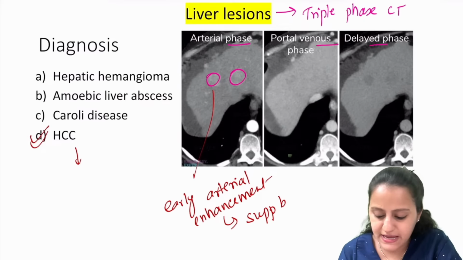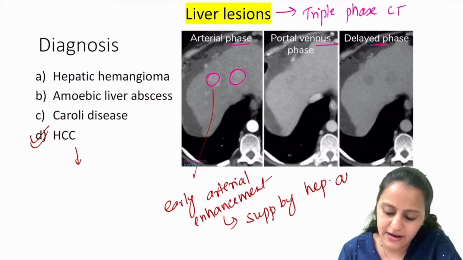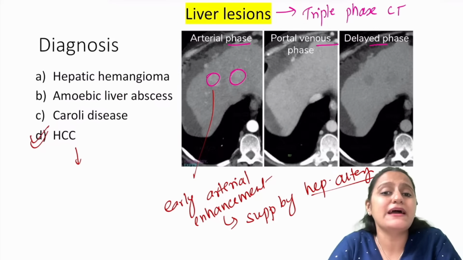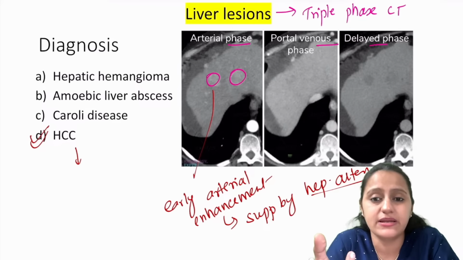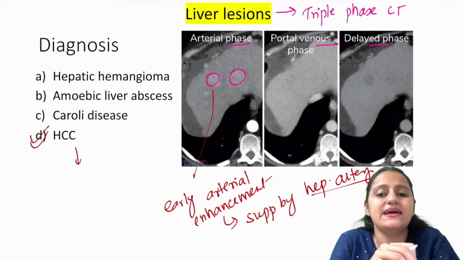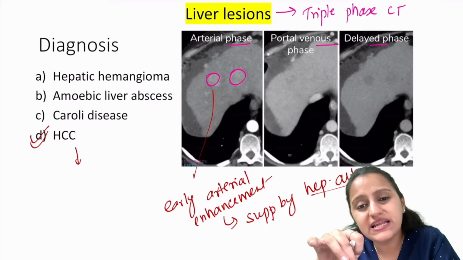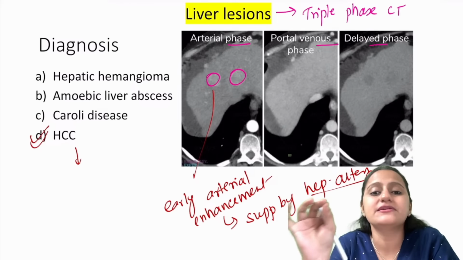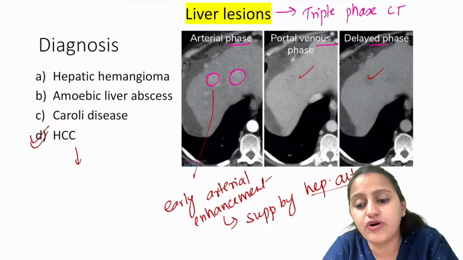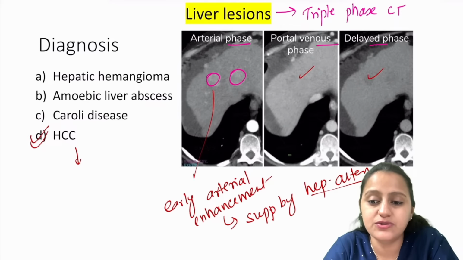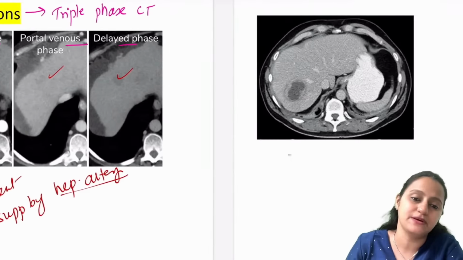Why is it enhancing on the arterial phase, early enhancement only? Because it is supplied by the hepatic artery. HCC is supplied by the hepatic artery. Normal liver is supplied predominantly by the portal vein. So the hepatic artery one will enhance first. So if you see early arterial enhancement, remember it is suggestive of HCC, and it shows early washout of contrast as well.